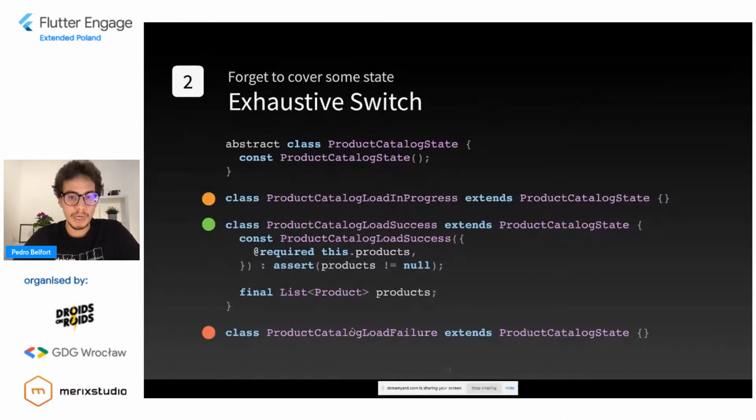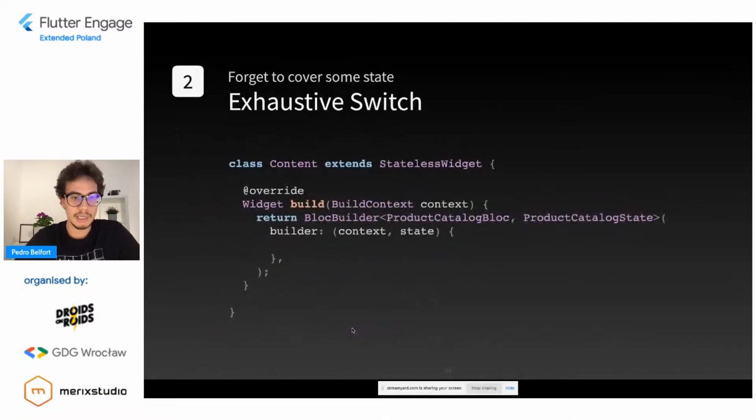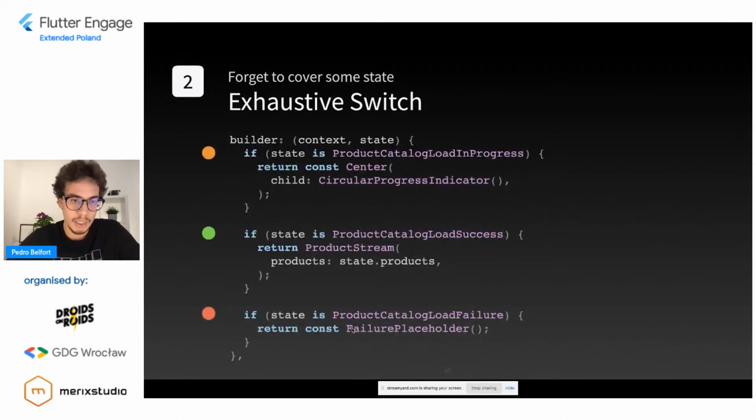And of course, you would have to cover these in your widget. So let's say that I have a content widget, and inside it I have my build method, of course, and I have a builder. And inside this builder, I have to address each state. So if my product catalog is loading, I have to show a circular progress indicator. If it has loaded successfully, I have to render my product stream. Now, if I have a failure in this load process, then I have to show a failure placeholder, right?